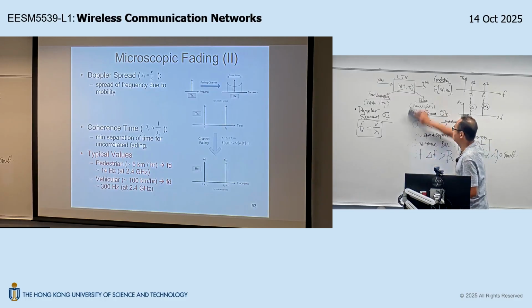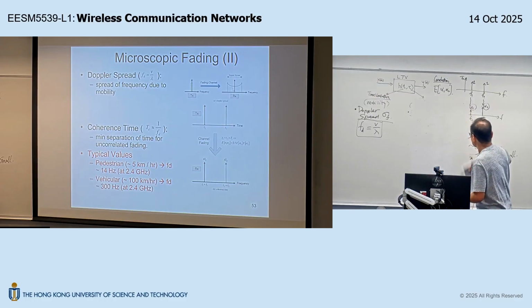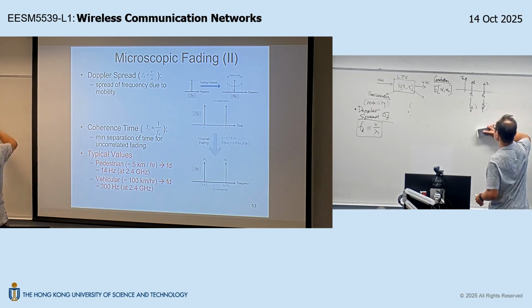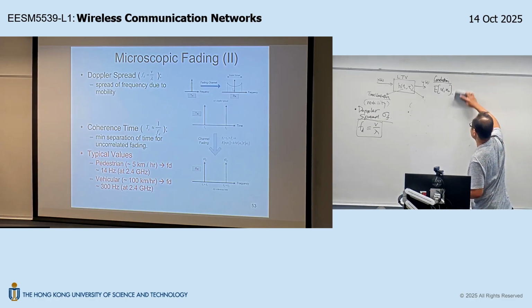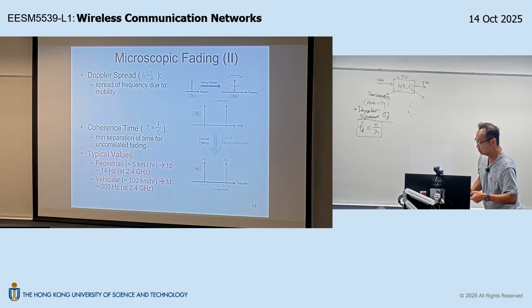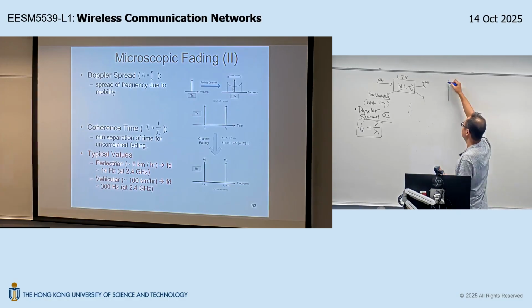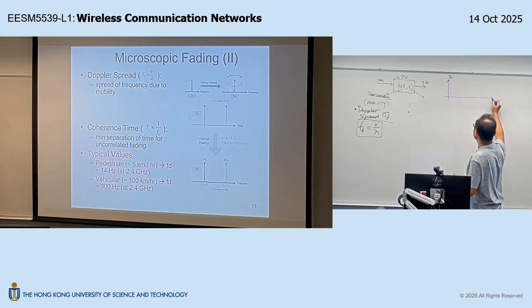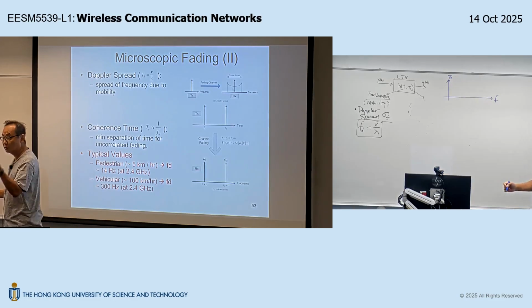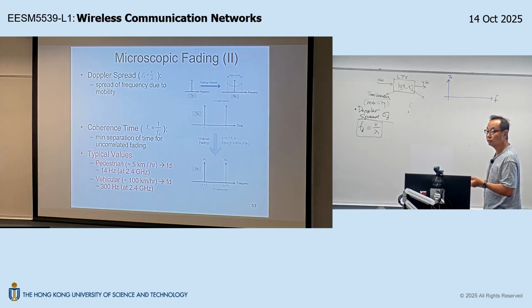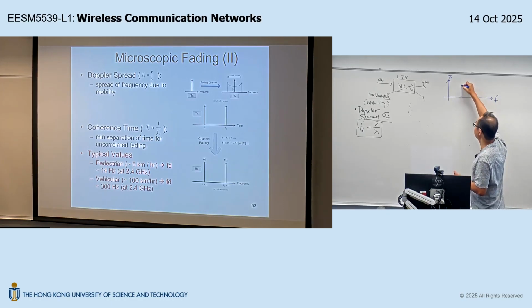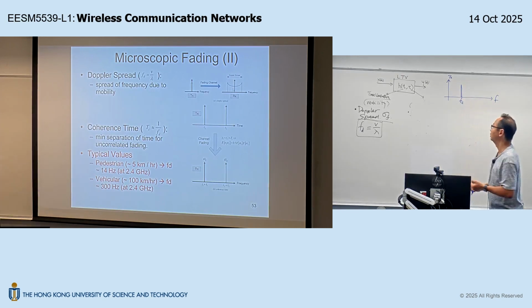Let me erase this part. Now, Doppler spread is different from Doppler shift. So let me consider again a thought experiment. This time, we have a transmitter sending a very narrow pulse in frequency, a delta function in frequency. Let's say the transmitter sends a frequency FC.